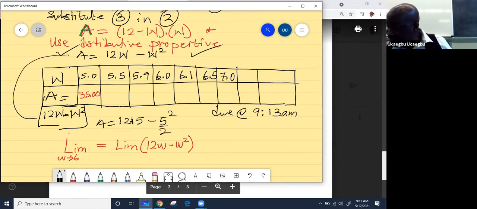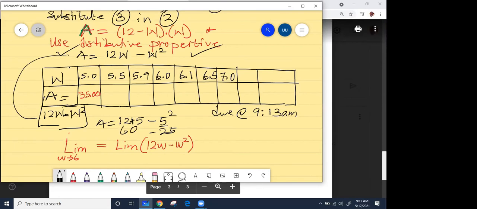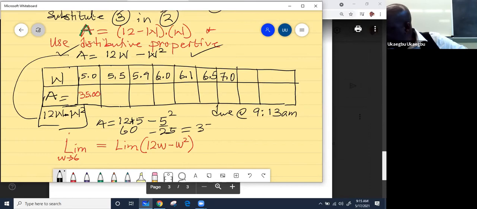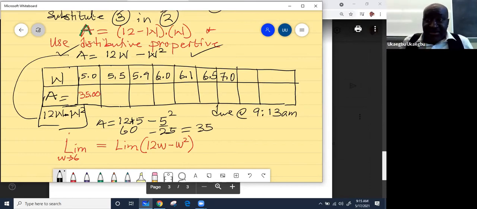This is 25 right here, minus. 5 times 12 is 60. 60 minus 25 gives us 35. So that's correct.